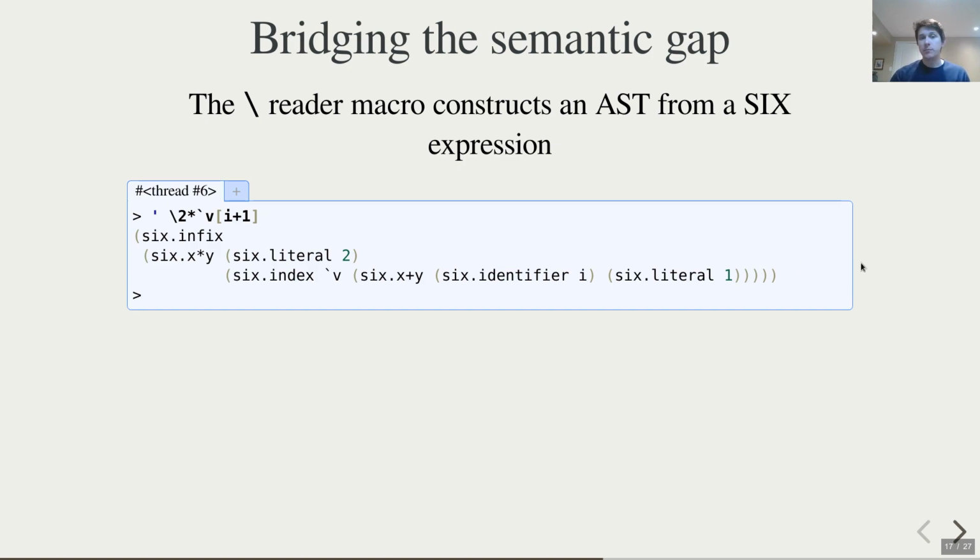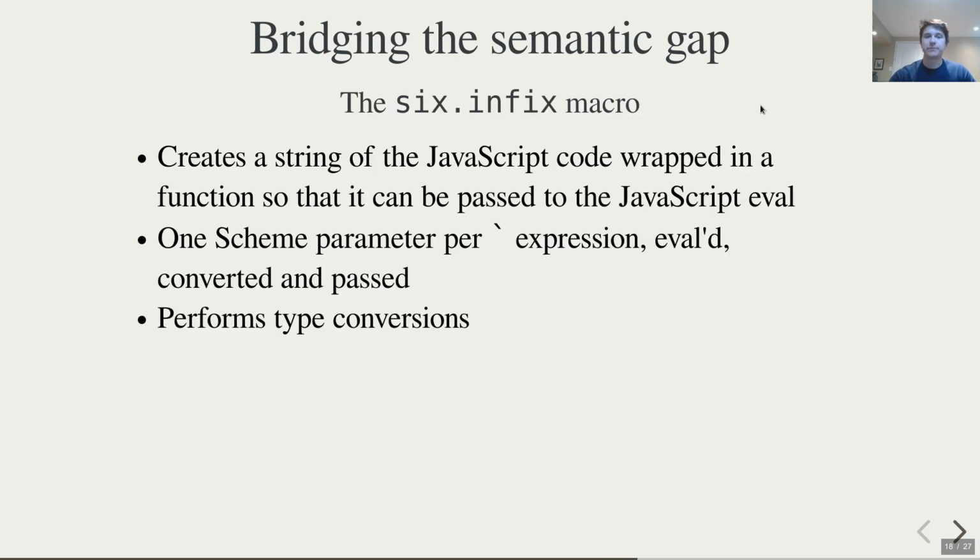And what you need to remember are not the names of the AST nodes, but rather the root node, which is a macro. So the 6.infix macro is the macro that is responsible for constructing a string of JavaScript code from the AST and wrapping it in a function such that we can pass it to the JavaScript eval. Every time it encounters a scheme parameter, in this case an expression preceded by a backtick, it has to evaluate it, convert it to JavaScript, and then pass it back. And every time there's a type conversion, that's the job of this 6.infix macro.